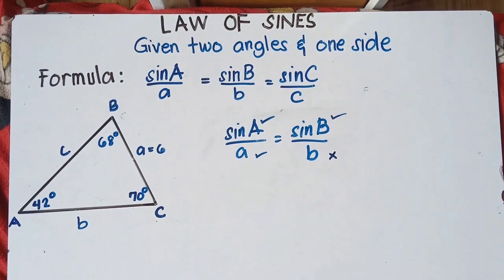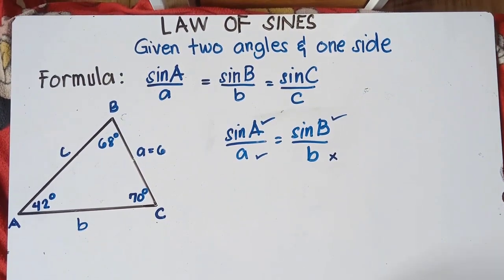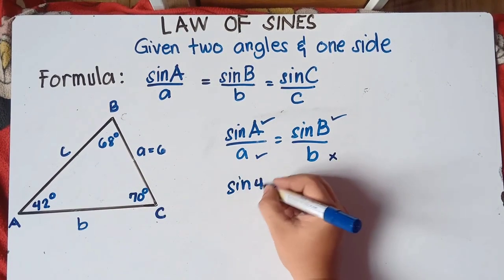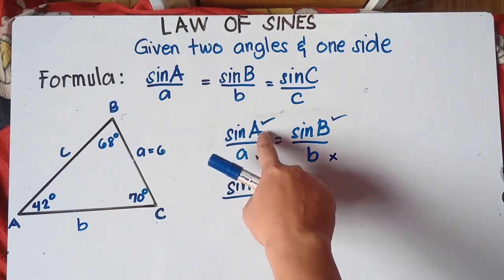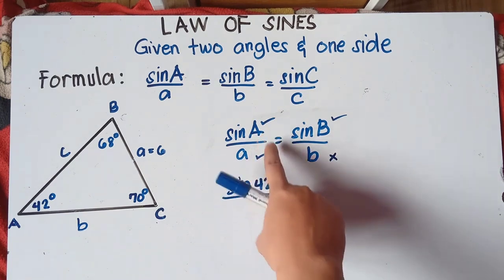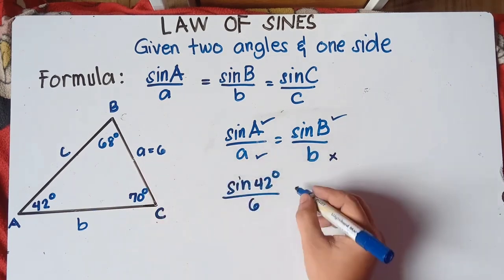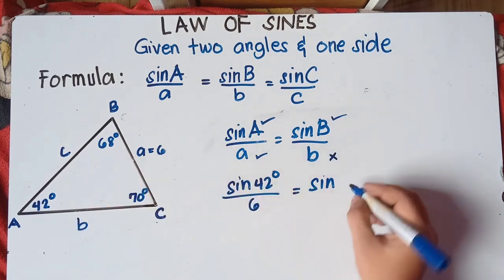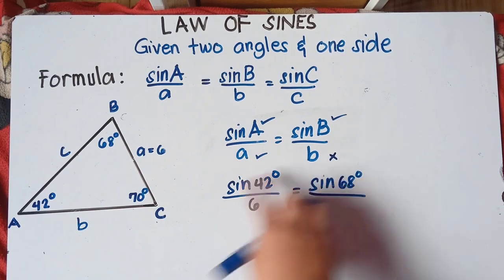Alright, so use the calculator. Let's be ready with the calculator. So we have sine A. So sine A is 42 degrees over small a, which is 6. Do not forget, angle A here is the angle. So sine 42 degrees over 6, small a is the side, equals sine B. We have the given 68 degrees. We answered that a while ago. And B, small b, is the unknown.